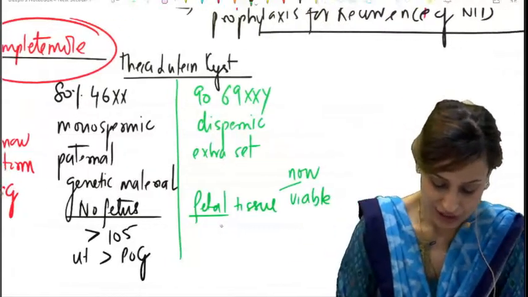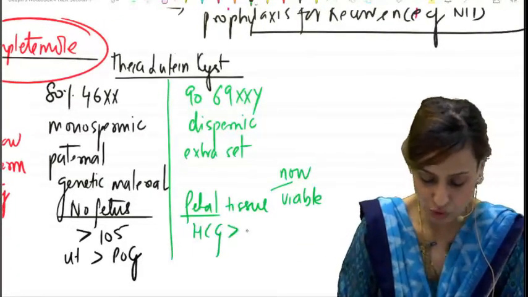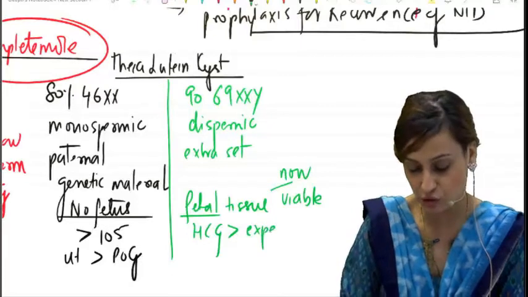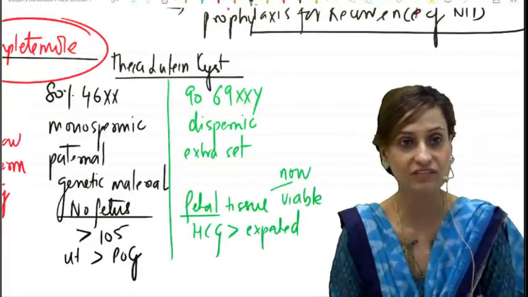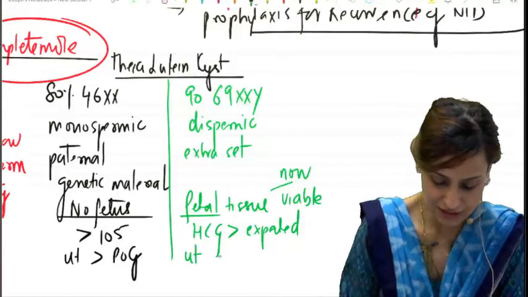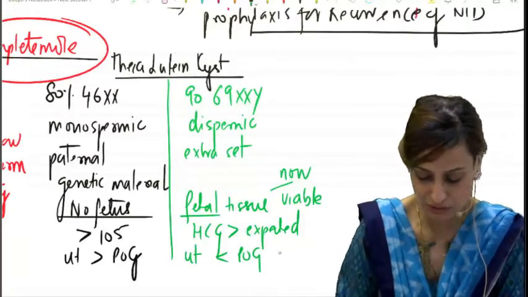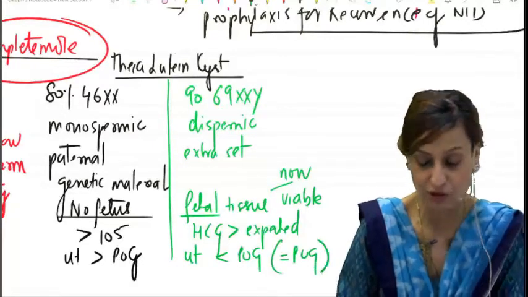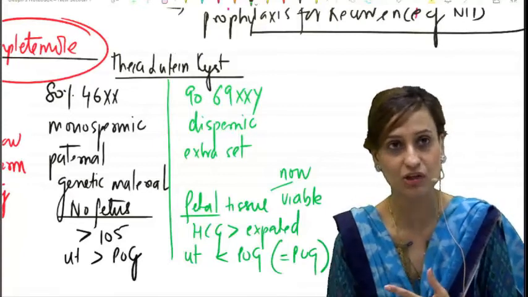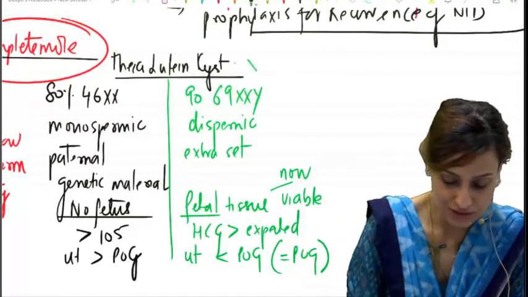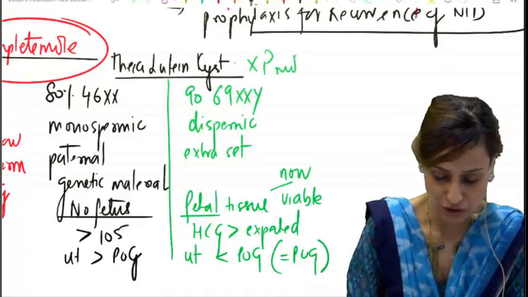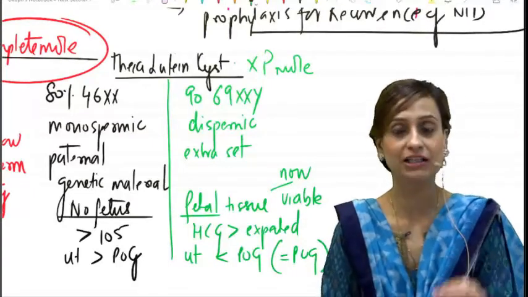The HCG here is definitely more than expected, but not as high as 10 to the power 5 and beyond. The uterine size is usually smaller than the POG. Sometimes it may be equal to the POG, but not more than the period of gestation. Theca lutein cysts are not seen in partial moles, right? So those are the comparative things.